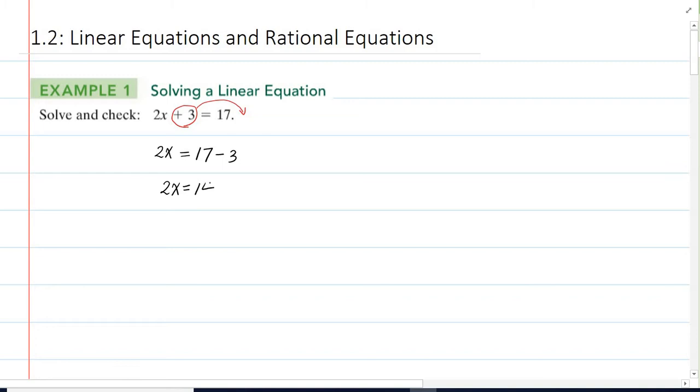This is going to be 14. Once we have this, we divide by 2 on both sides. The 2s cancel out, and we're going to have x = 7. You can always check your answer, but we're going to skip that part.